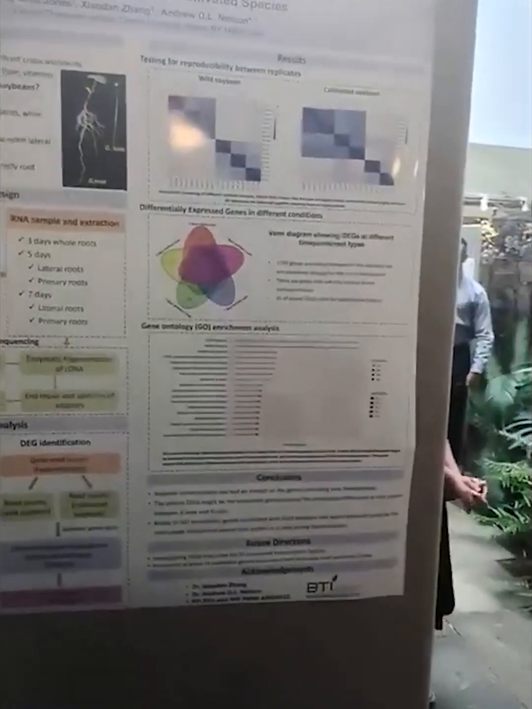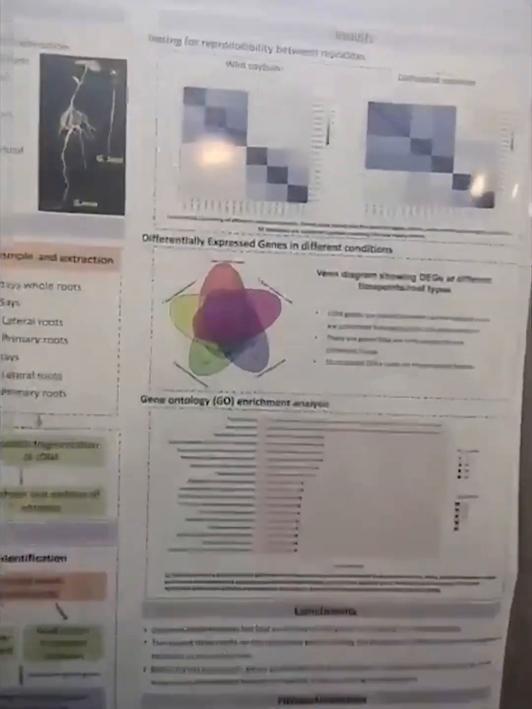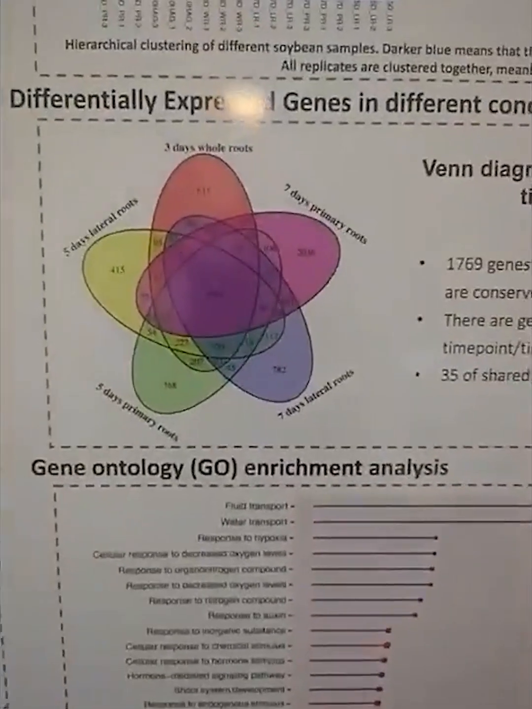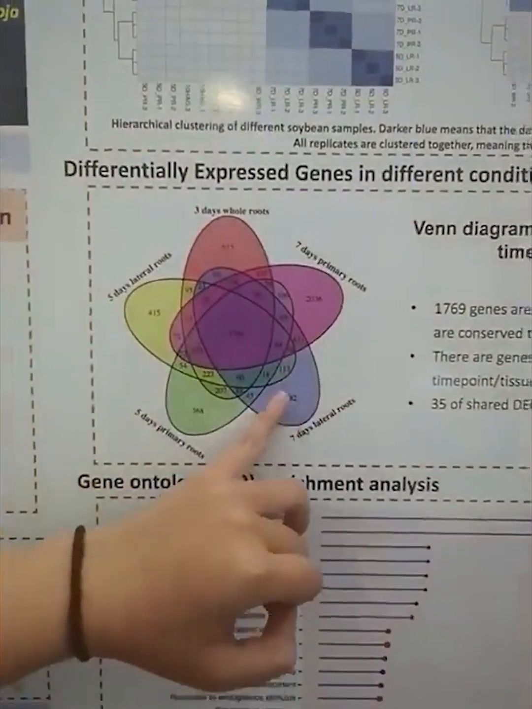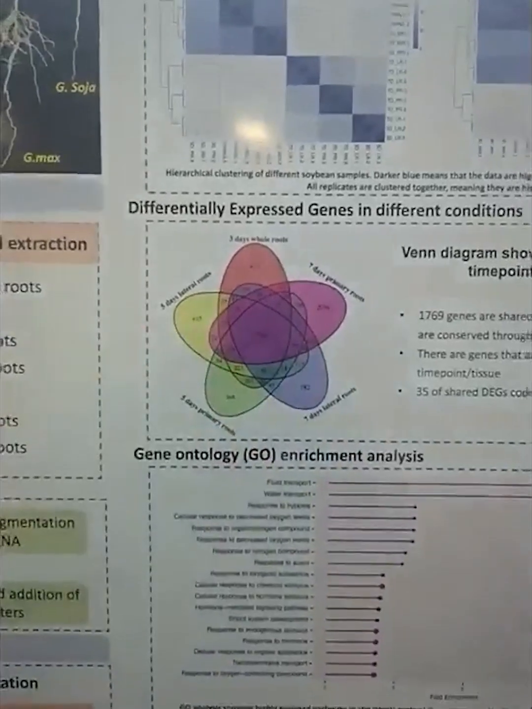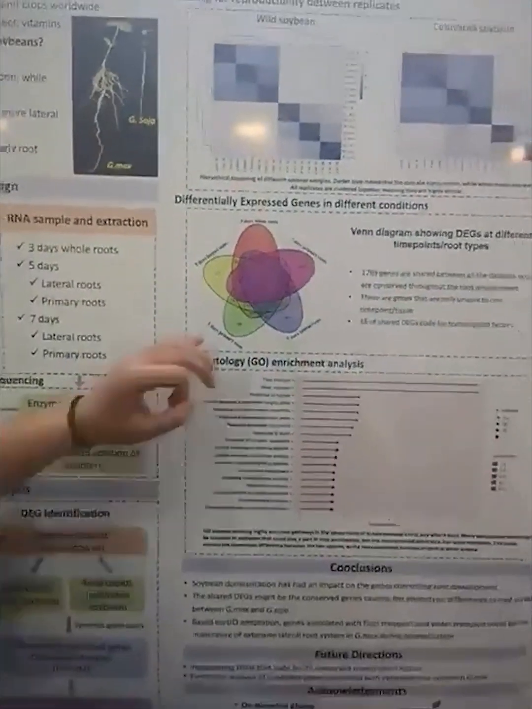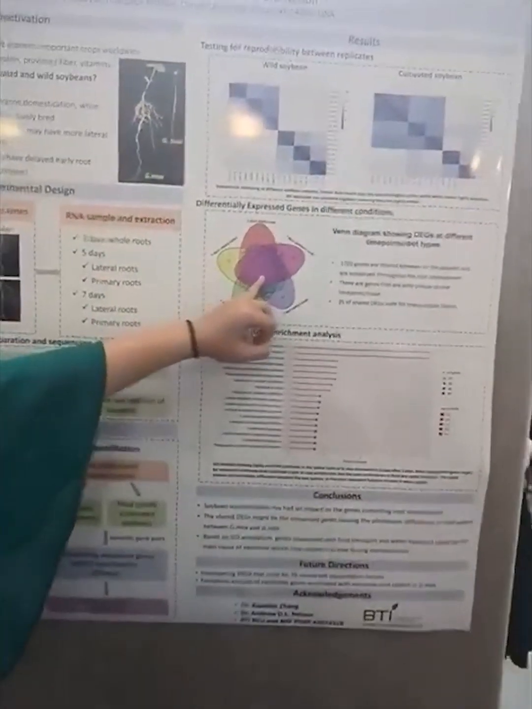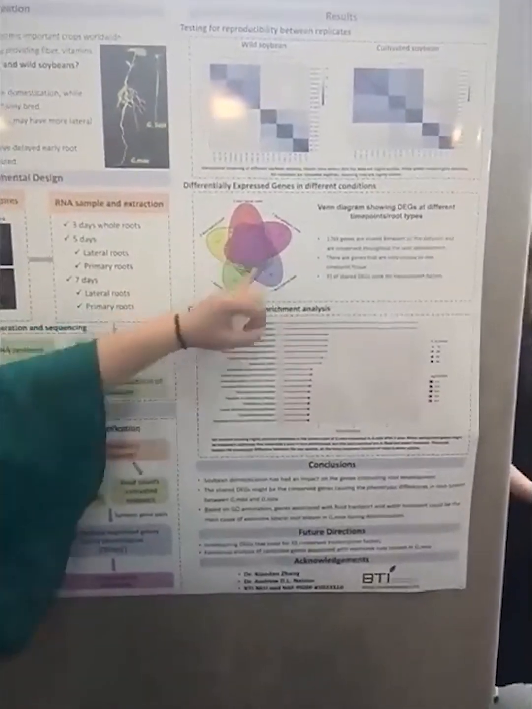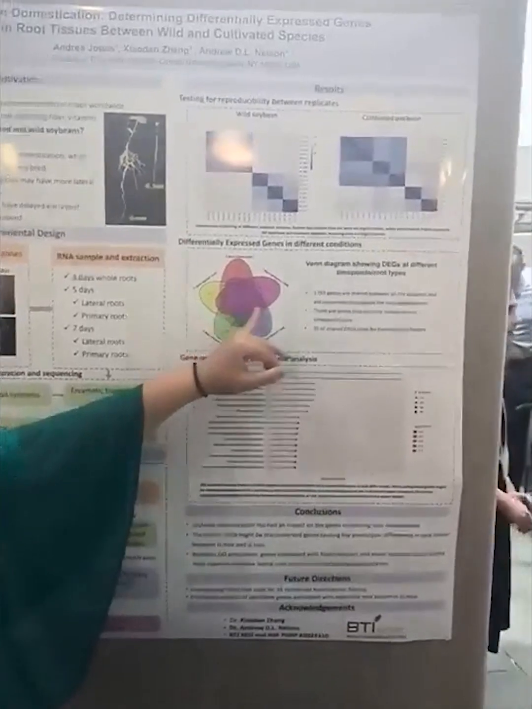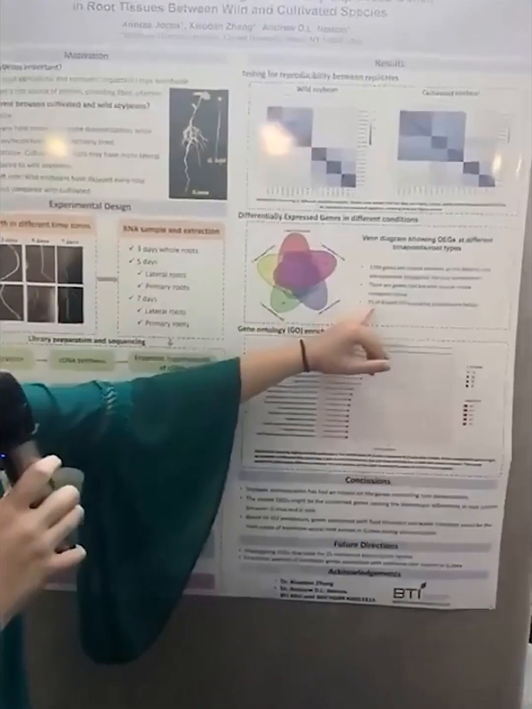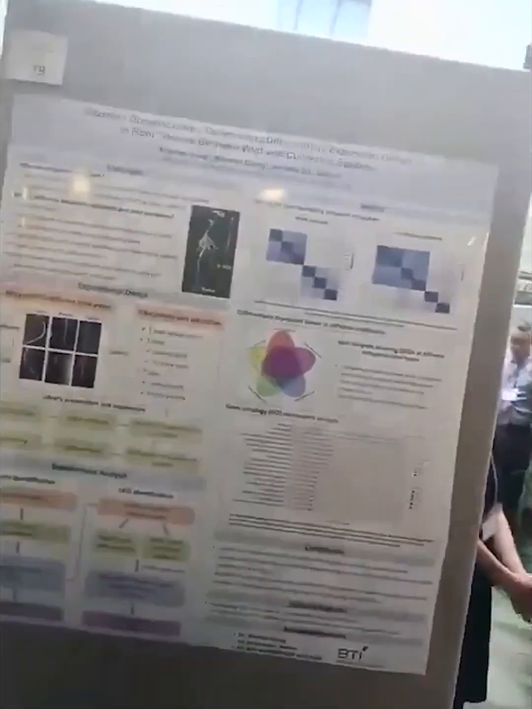And then next we have this Venn diagram showing the differentially expressed genes in different conditions. So basically, each of the tissues, these are specific only to that tissue, that time point. However, the ones in the middle, the 1769 genes, they're conserved throughout the whole growth of the plant. And so those are the ones that we want to study. And of those 1769, 35 of those code for transcription factors.